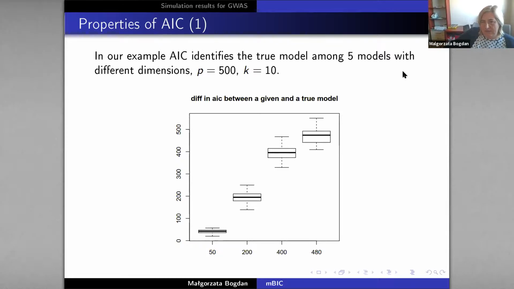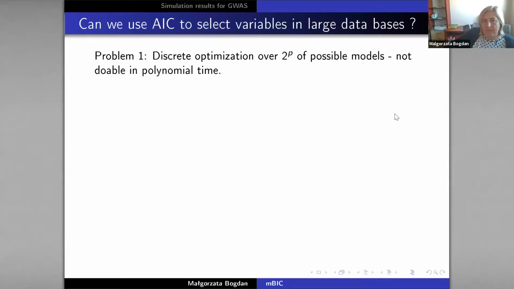And there are many situations nowadays where the Akaike criterion is very useful, but it is not useful for selecting variables from a database. What do I mean by selection? Here I just compared 5 different models. But when I select variables from a large database, I'm comparing many more models, and Akaike is no longer useful. So the first problem you have is a discrete optimization.